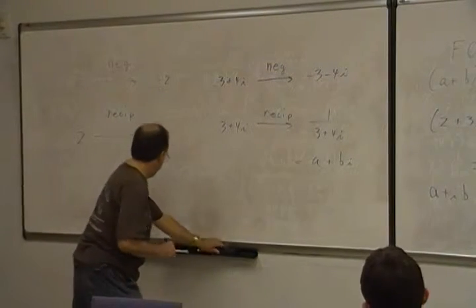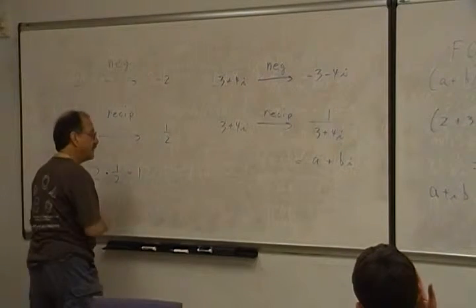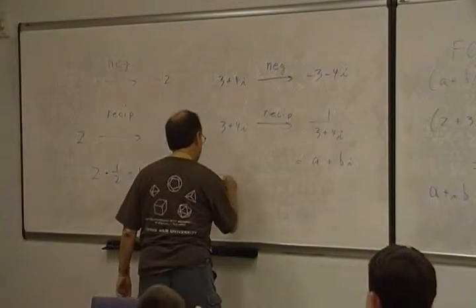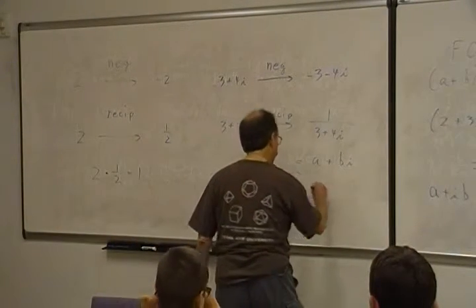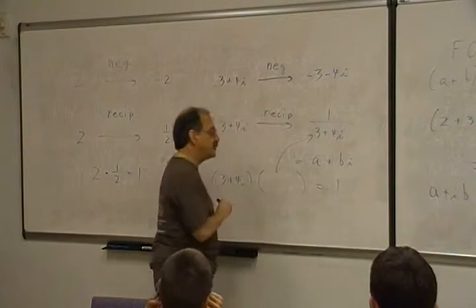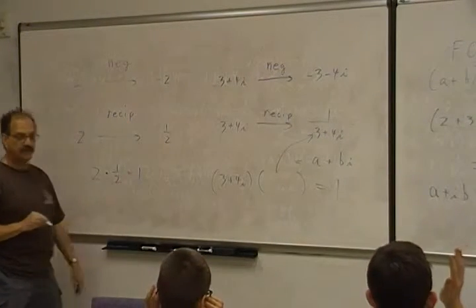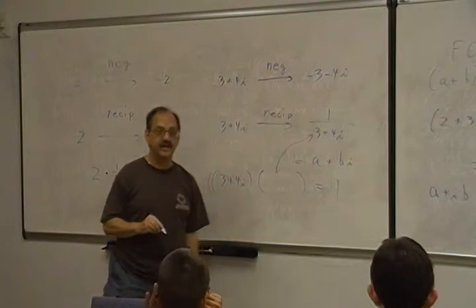So 2 times 1/2 is 1. We need 3 plus 4i times something is equal to 1, and that something is the definition of that reciprocal. We have to find something whose product with this is 1.